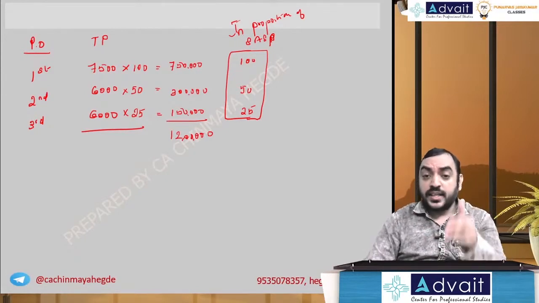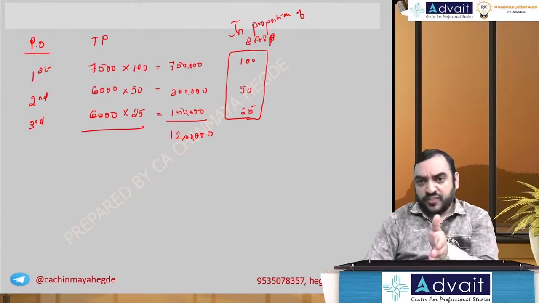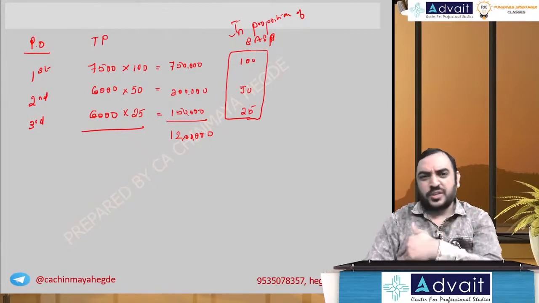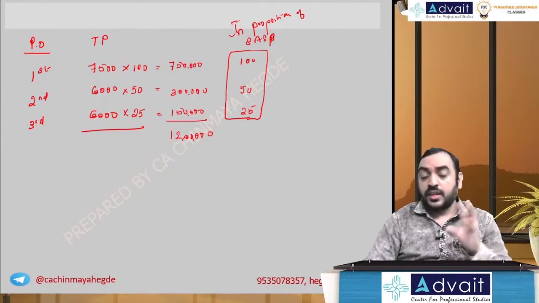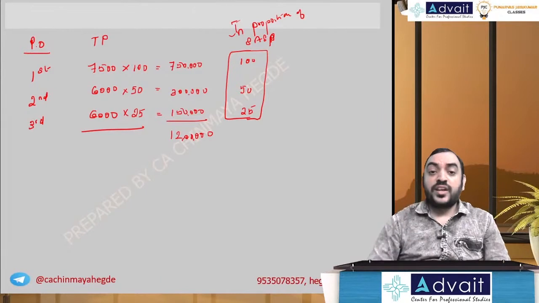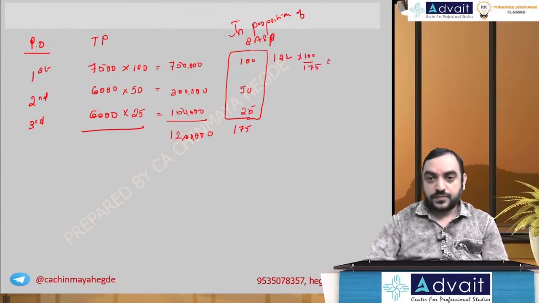If you come only for the second year, 50 into 7,500. If you come only for the third year, 25 into 7,500. You can ignore that 7,500 is common. So it is going to be in the proportion of 100 customers to 50 customers to 25 customers that you allocate among the 3 years' revenue. So you divide in this proportion, 12 lakh into 100 by total 175.